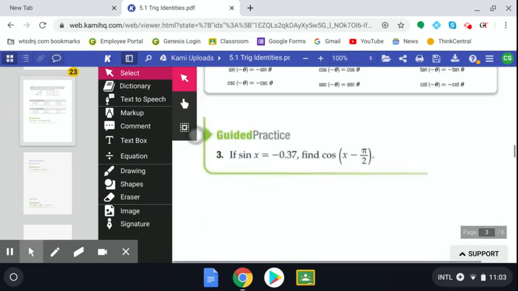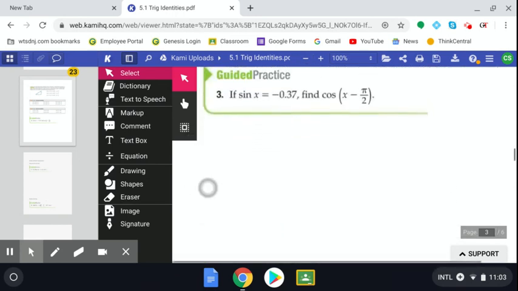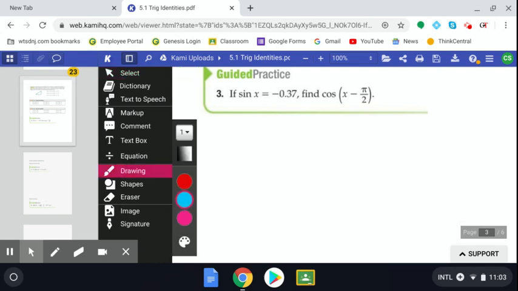Okay. So for this one, they said if sine x equals negative 0.37, find cosine of x minus pi over 2. Now you have to be careful because they didn't say pi over 2 minus x, they said x minus pi over 2. So you know that cosine and sine are cofunctions. However, I need to put it in the form pi over 2 minus theta or minus x.